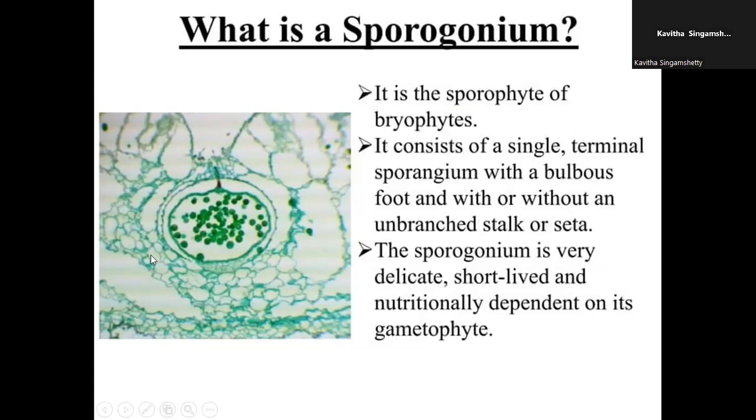Now, where is this sporogonium developed from? Right from the venter, the archegonium venter of the gametophyte, within which the zygote will develop. After fertilization of the male and female gametes, the zygote is formed, and the zygote is transformed into the sporogonium or the sporophyte. So we can say that it depends on the gametophyte for nutrition, and it is short-lived.